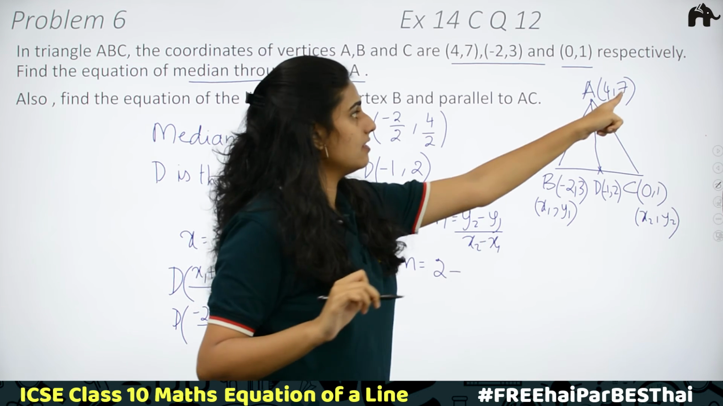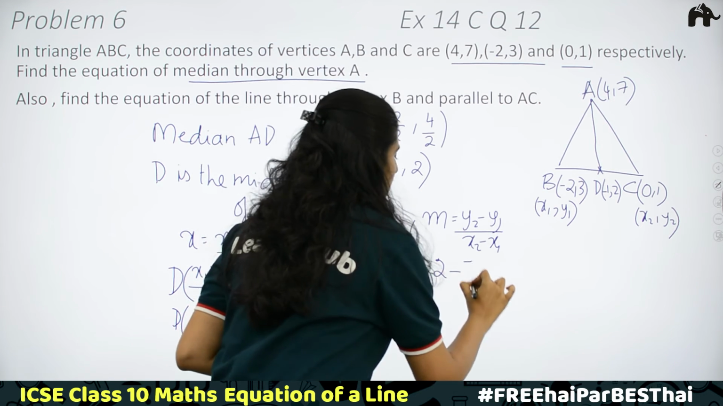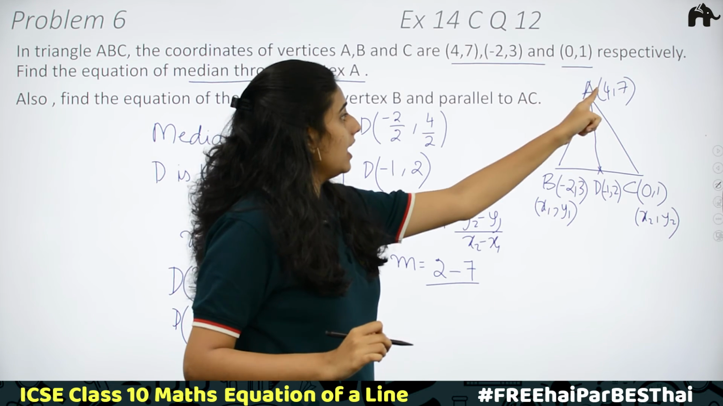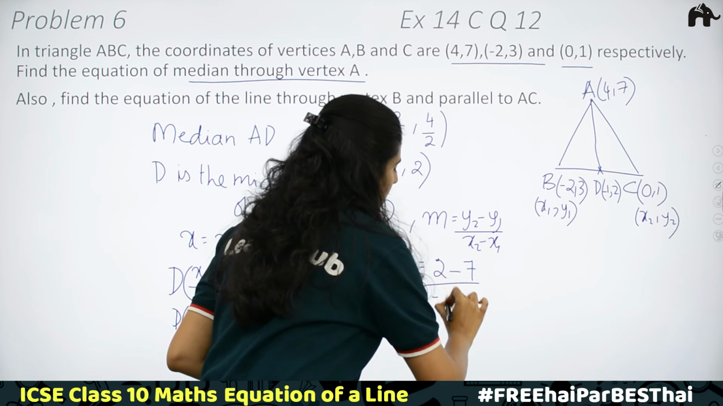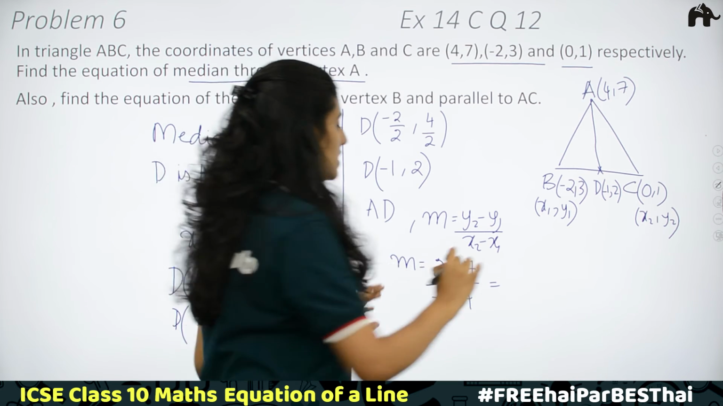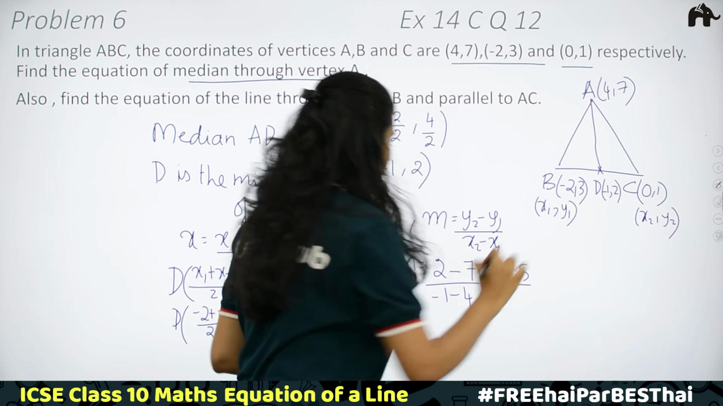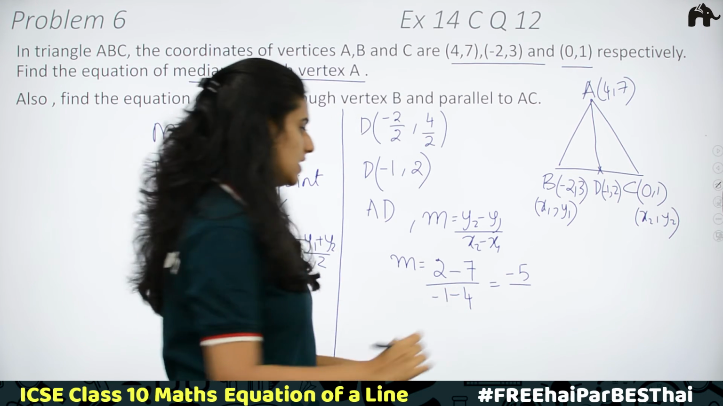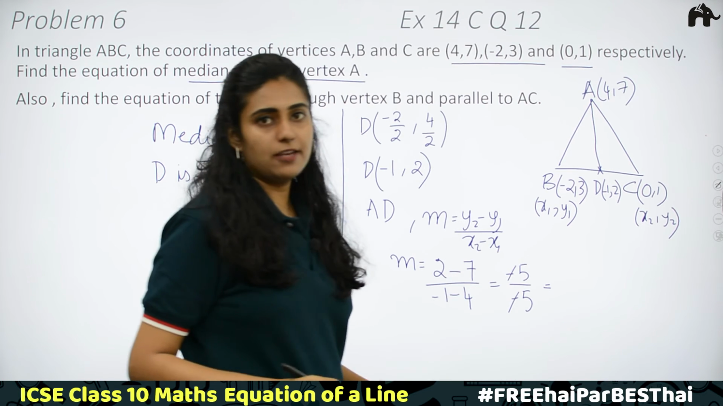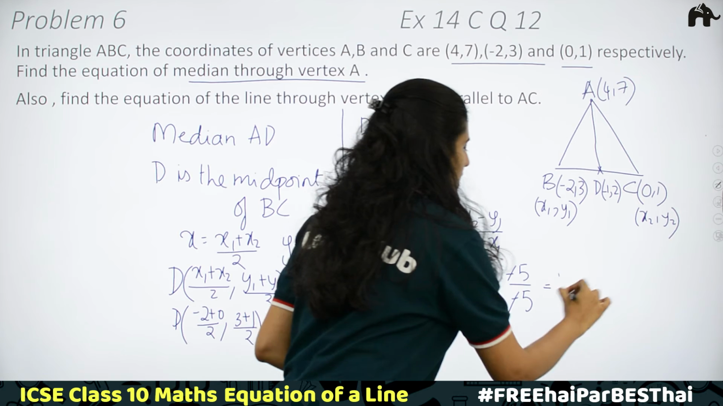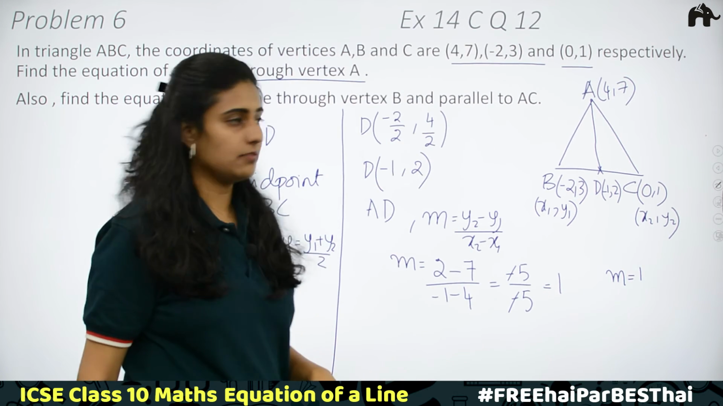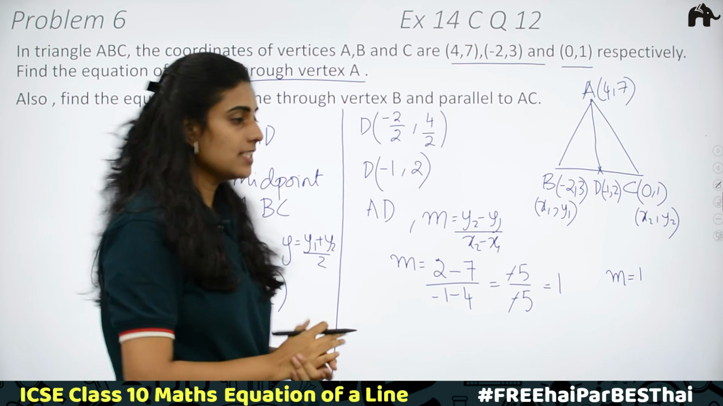minus y1, y1 is 7. 2 minus 7 divided by x2 minus x1, x2 is minus 1 and x1 is 4. Minus 1 minus 4, that is 2 minus 7 is minus 5 divided by minus 1 minus 4, minus 5. Negatives can be removed. What is 5 by 5? 5 by 5 is 1. Therefore, we got slope m is equal to 1.